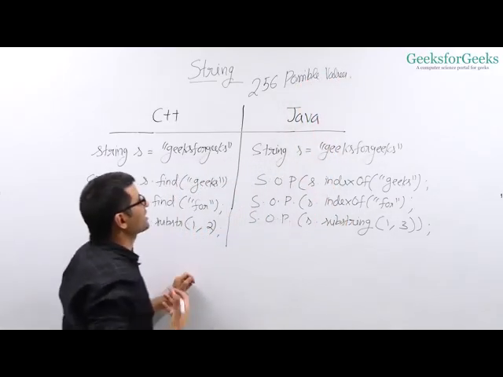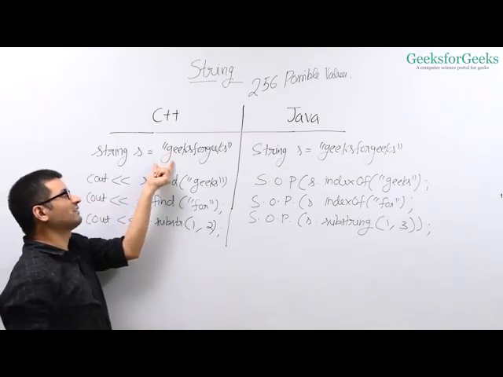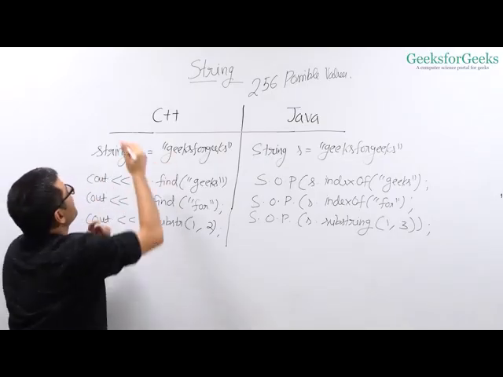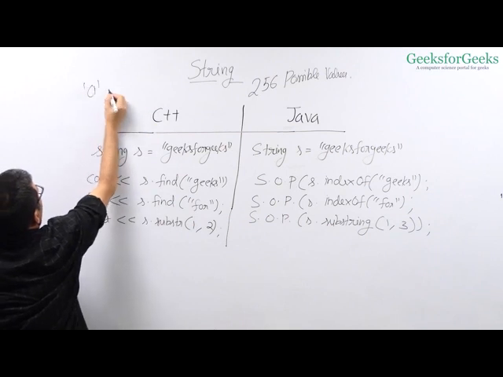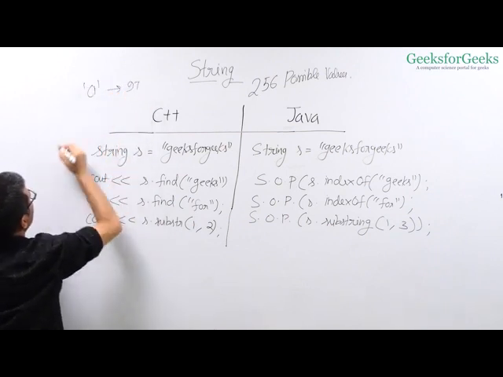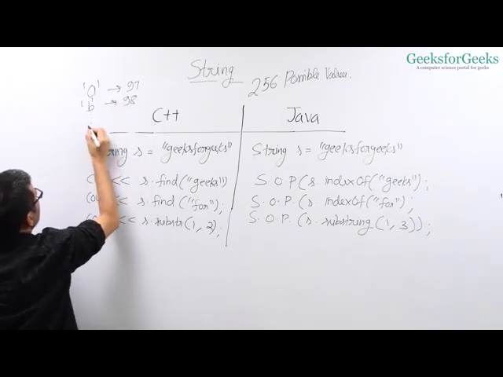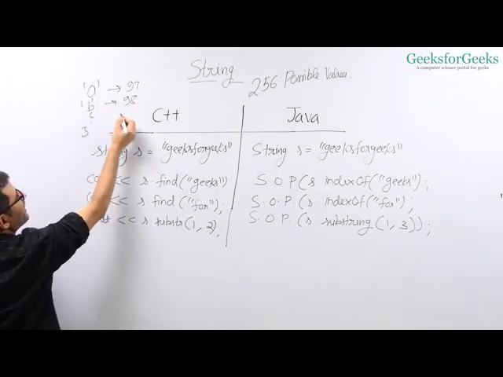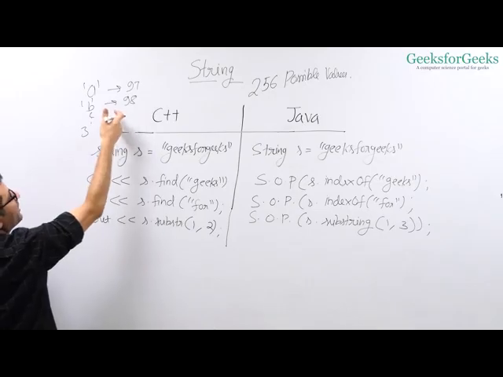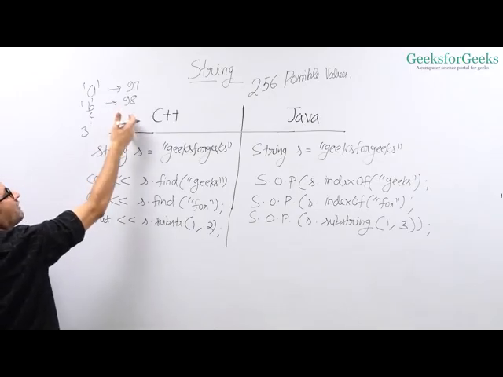So there is something called ASCII value. Every character has an ASCII value. That's how characters are stored. Small a, for example, has ASCII value 97. B has 98. All these values are contiguous, right? So C has 99, then D has 100, then E has 101.